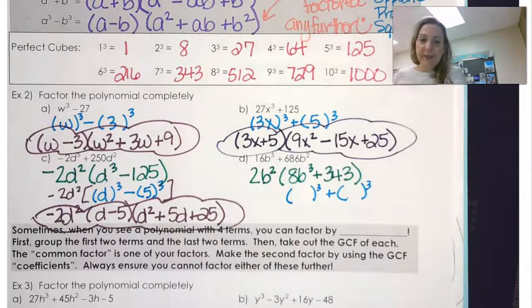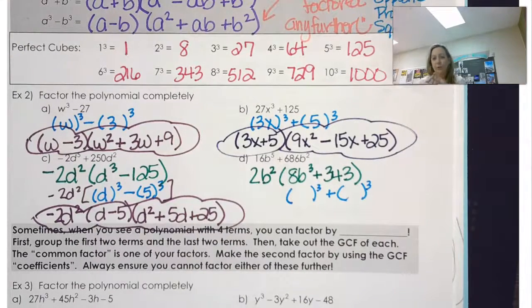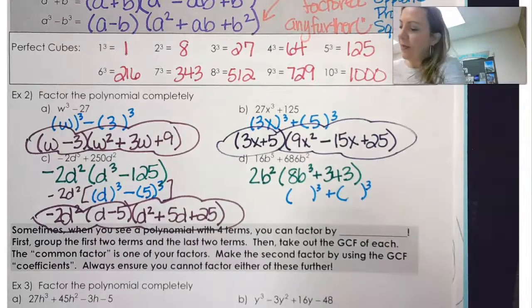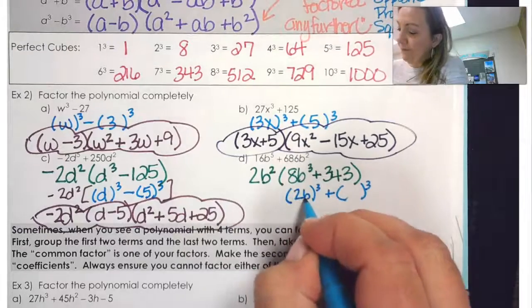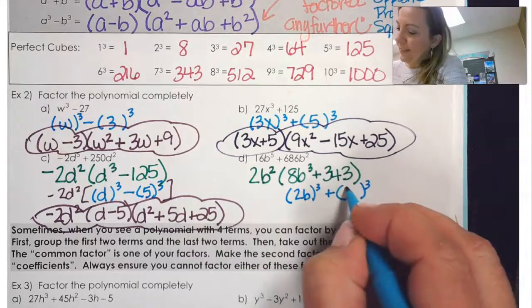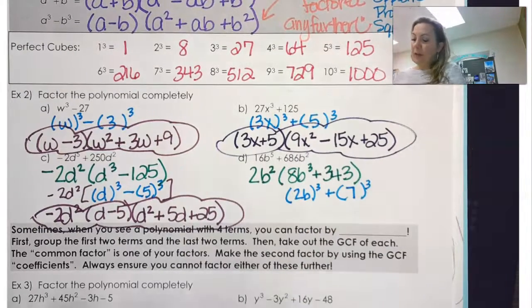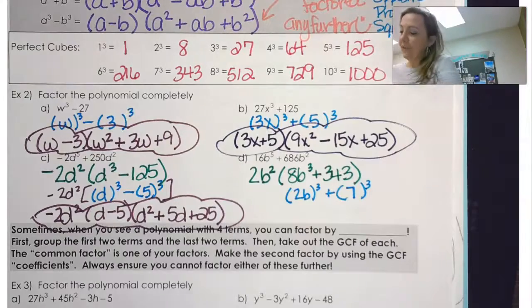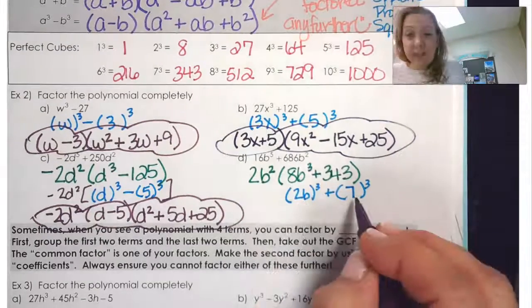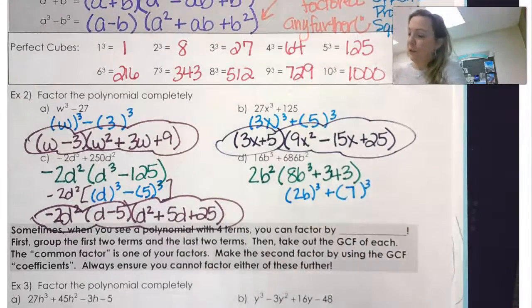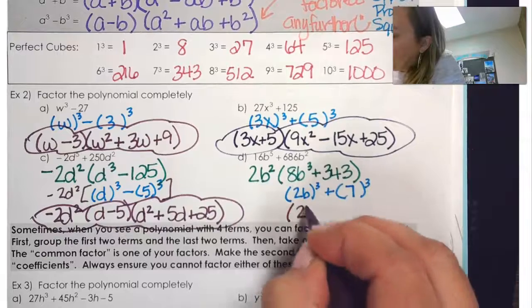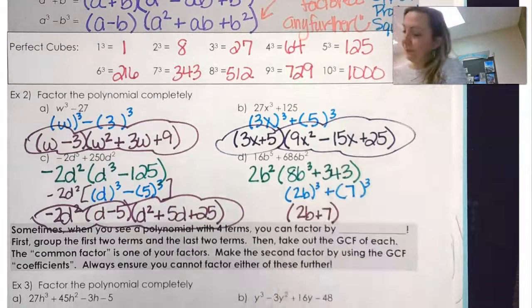What are we cubing in each case? What are the cube roots? Because that's what we use in our pattern. Well, this is going to be 2b and 7. So that means that if I'm going to factor 2b cubed plus 7 cubed, that's sum of two cubes. I'm going to use 2b plus 7.